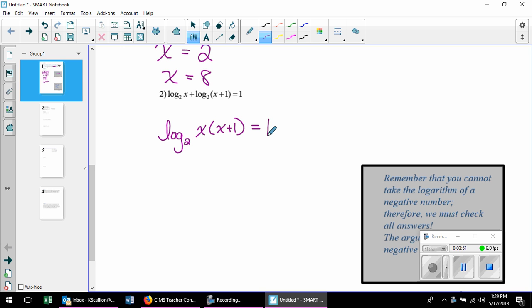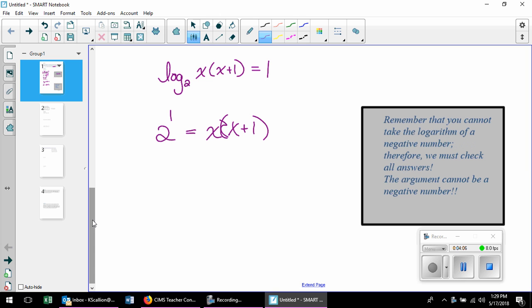So what's the magic that's going to happen here? What's the base? What's the exponent? 1. What's the argument? x times (x plus 1). So now to solve this, it's just basic algebra. So 2 equals x squared plus x. I have an x squared, so what am I going to do? 2 to the other side. So 0 equals x squared plus x minus 2.